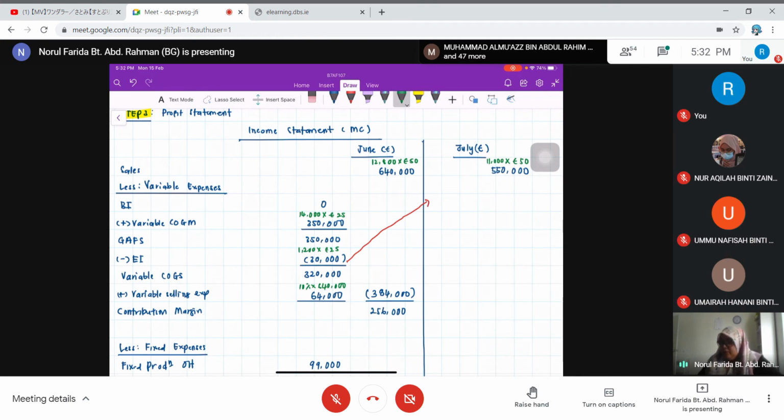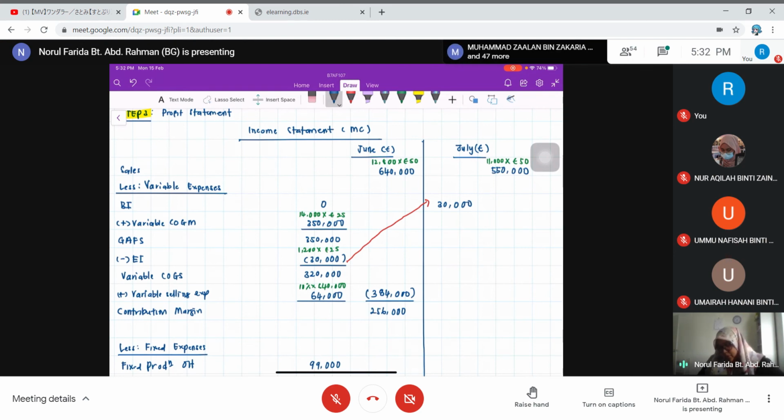Okay. Tadi mana dah pandang kat ni? Oh, pandang soalan yang kat atas. Okay. Ending inventory untuk Jun is your beginning inventory untuk Julai. So you just take lah the 30,000. Right. 30,000.